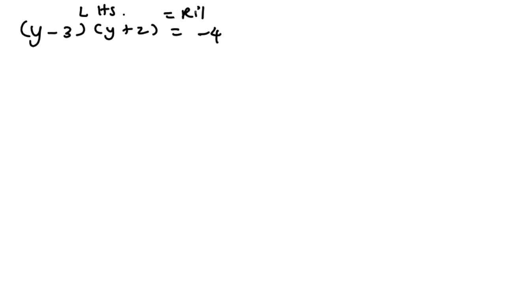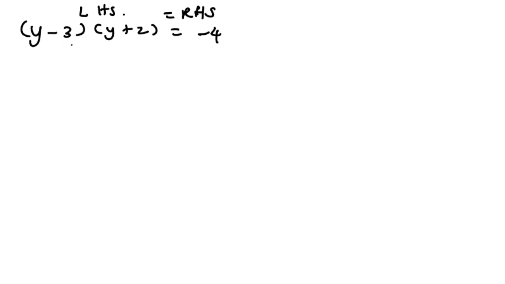Okay, let me rewrite it again here. y minus 3 in brackets multiplied by y plus 2 equals minus 4. So what we should do, we have left hand side here equals right hand side. Obviously, you can see the right hand side here is not equal to 0. And also, if you see the left hand side here, you can't see this function as a quadratic function because you can only see y to the power of 1.